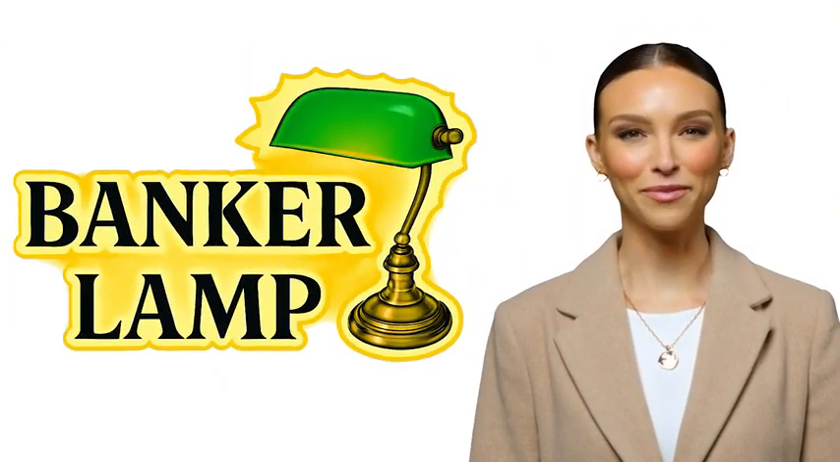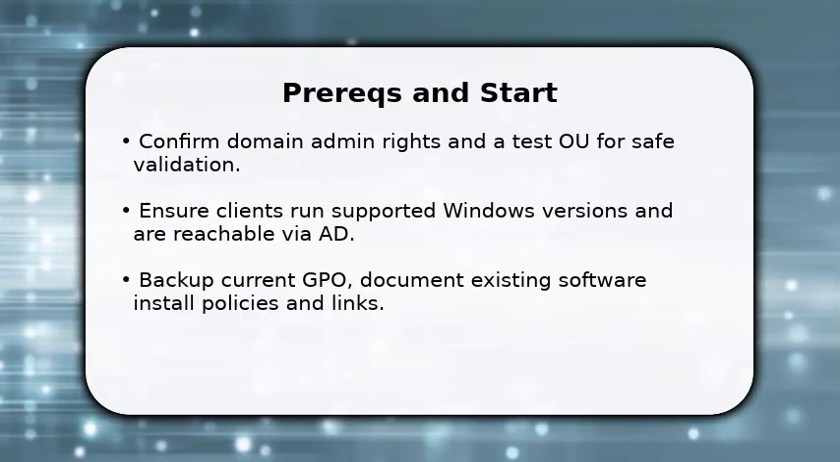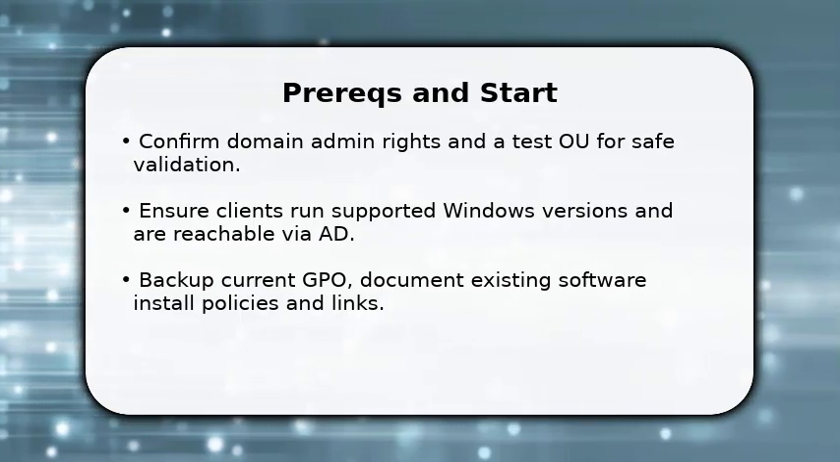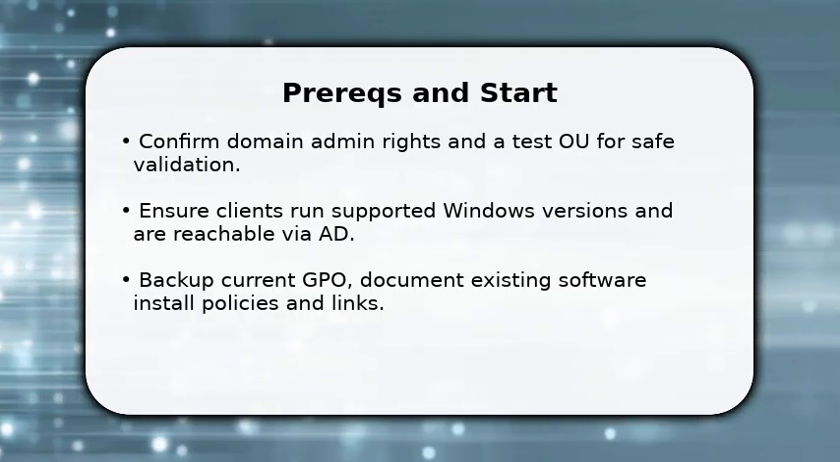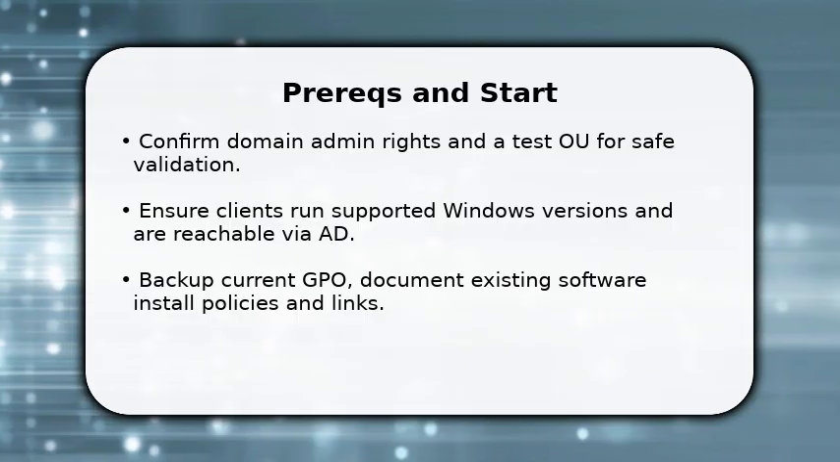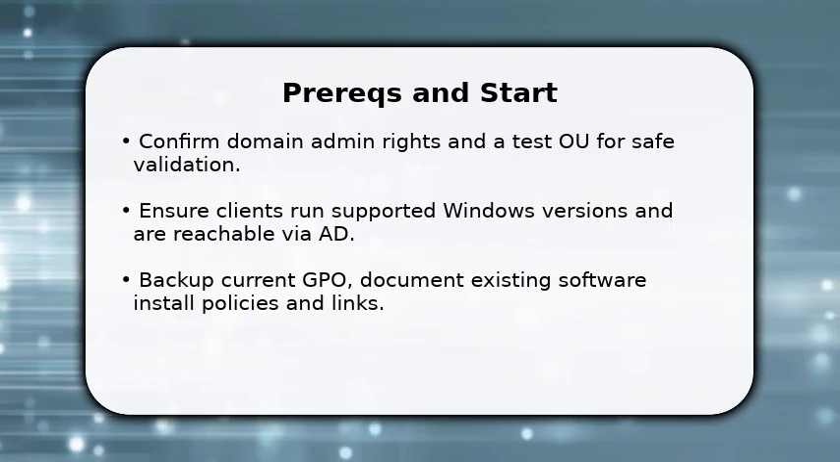You begin by verifying prerequisites. You need domain admin rights and a safe test OU to avoid broad impact. Once done, confirm target clients run supported Windows builds and are joined to the domain. Make sure they are reachable over the network.